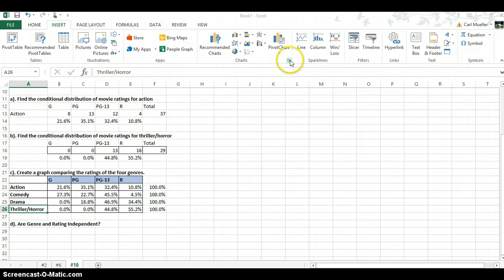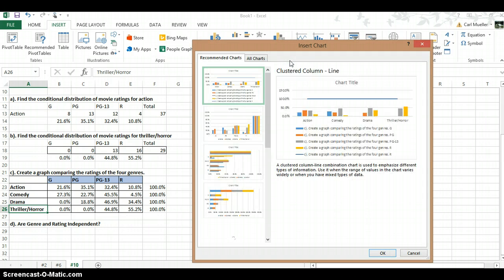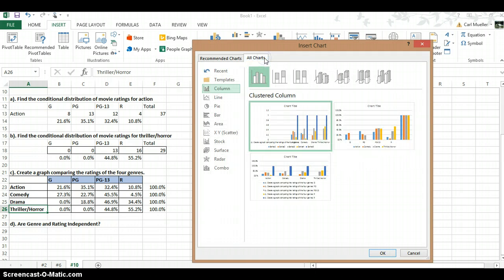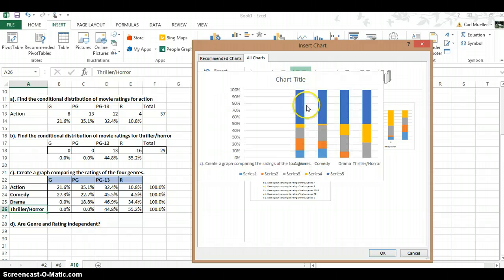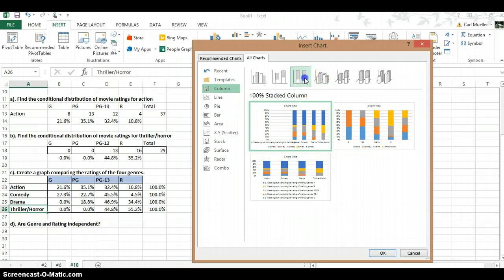Usually if you don't see it here, you can do this option right here, looking for more. It's just loading. And so see right here, this is our stacked or 100% stacked. And see, that's our 100% stacked chart. So that's a good one to do, and so we're going to pick that one.